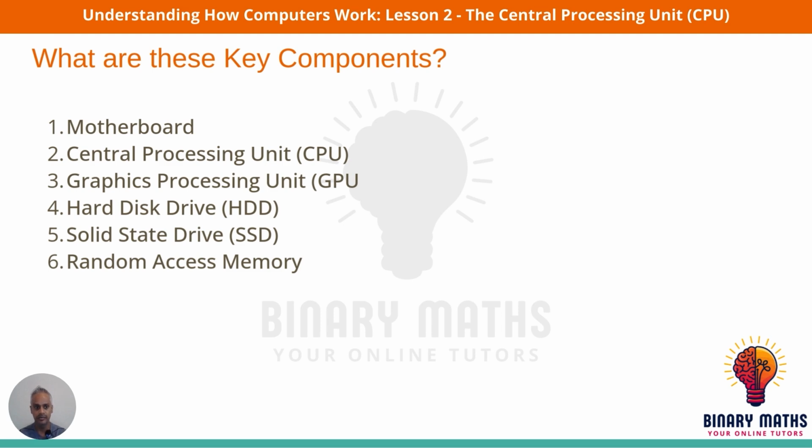So number one, that was the motherboard. This is the main circuit board that holds the CPU, the memory, and other essential components. The CPU, or central processing unit, is the brain of the computer. It performs calculations and executes instructions. Number three, that's the graphics card, or sometimes referred to as the GPU. This handles rendering images and videos.